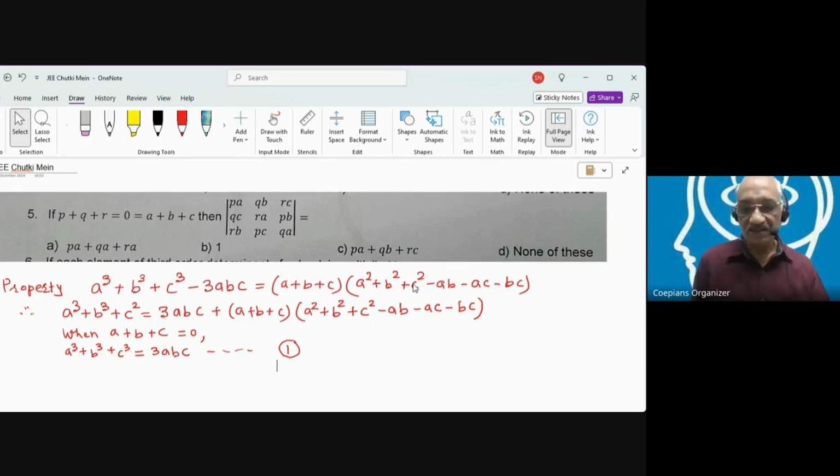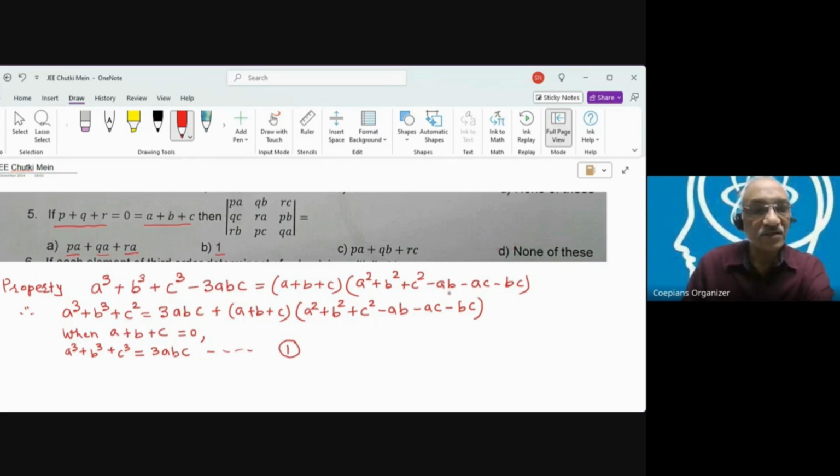The problem is listed here, which says that if p plus q plus r is equal to 0 is equal to a plus b plus c, and then they have given a very complicated looking determinant, which is seen here, and three options: pa plus qa plus ra, which is a into bracket p plus q plus r, and 1, and pa plus qb plus rc, and none of these. So these are the options. So let's look at the solution.